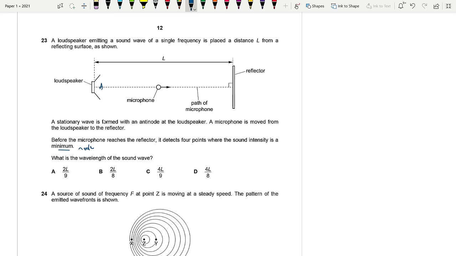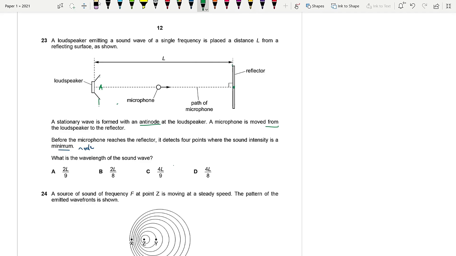So guys, you need to understand something. Basically, the microphone is moved from the loudspeaker to the reflector, right? And at the loudspeaker, we have an antinode that's written in the question. Now, before the microphone reaches the reflector, it detects 4 points where the sound intensity is a minimum.